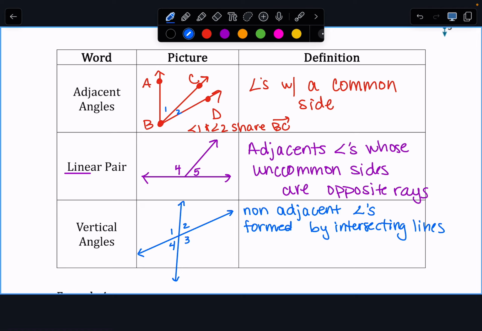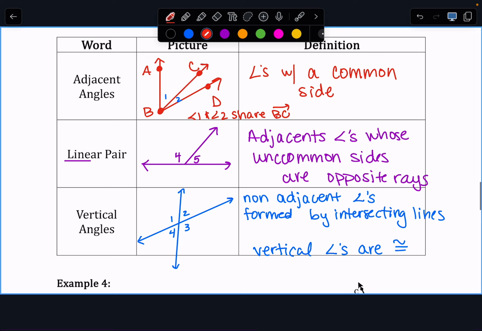Fun fact about vertical angles. Anyone know it? Could we say congruent? Okay. So angle 1 is congruent to angle 3. Angle 2 is congruent to angle 4. Fabulous. What relationship could we describe about angles 1 and 2? Linear pair. They're a linear pair because they're adjacent and they make a line.